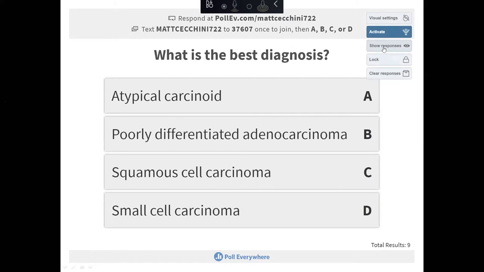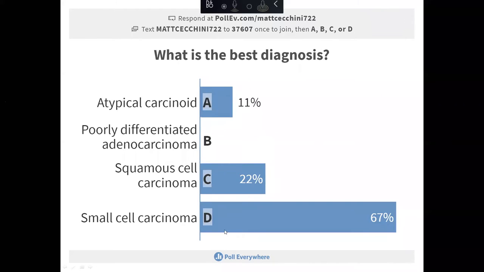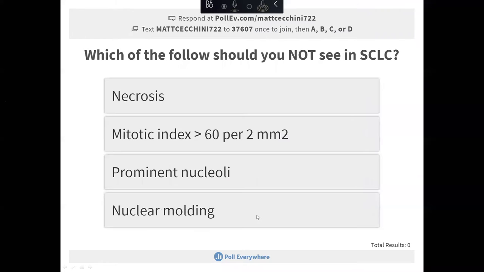Perfect. Got 9 results already. And yeah, exactly, D. So this is a case of a small cell carcinoma. So next question, which of the following should you not see in a small cell carcinoma? Is it A, necrosis? Is it B, a mitotic index that's over 60 per 2 millimeters squared? Is it C, prominent nucleoli, or is it D, nuclear molding?